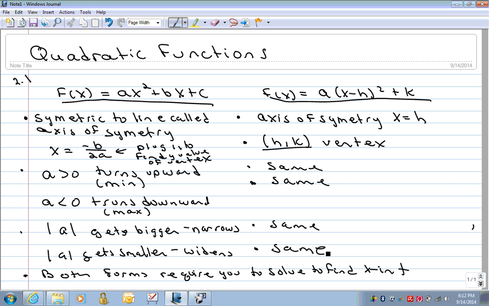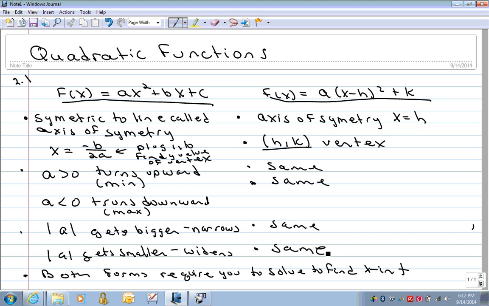With both forms, you're required to solve to find x-intercepts, and we just went over some of those solution methods, which were completing the square, factoring, quadratic formula, or square root property. So all of those are ways to find x-intercepts.